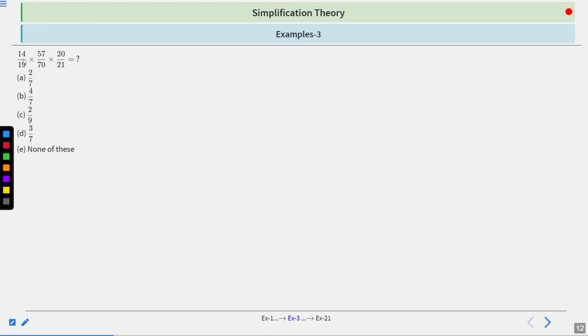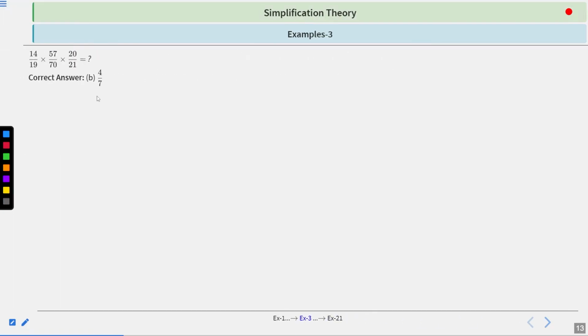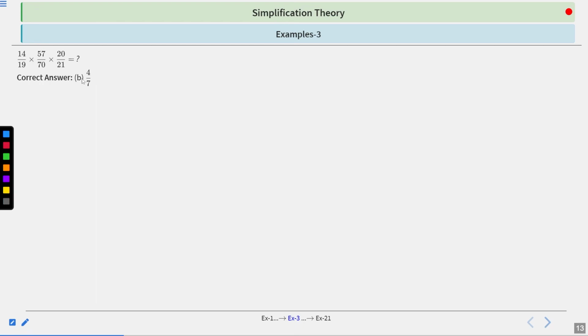Question is 14 upon 19 multiplying by 57 upon 70 multiplying by 20 upon 21, which is equal to. Now you have five options. A is 2 by 7, B is 4 by 7, C is 2 by 9, D is 3 by 7, and the fifth one is none of these. So see the solution. Now the correct answer of this question is B, which is 4 by 7.